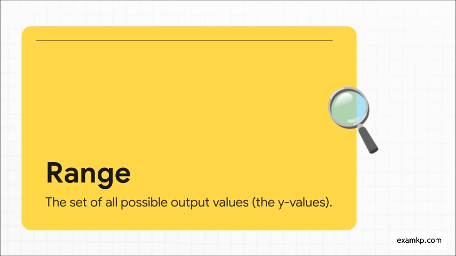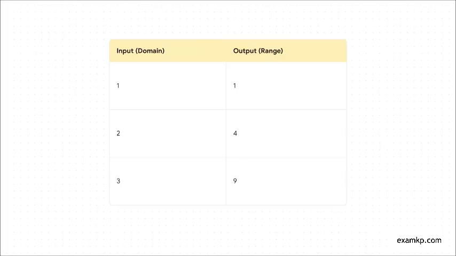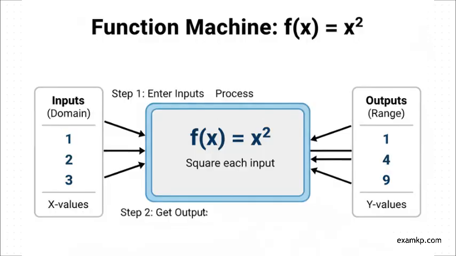Let's look at a quick example to make it real. The function is f(x) = x². Our inputs, the domain, are on the left: 1, 2, and 3. The function just squares each one, giving us the outputs on the right, the range: 1, 4, and 9. See? It's just a simple input-output machine.